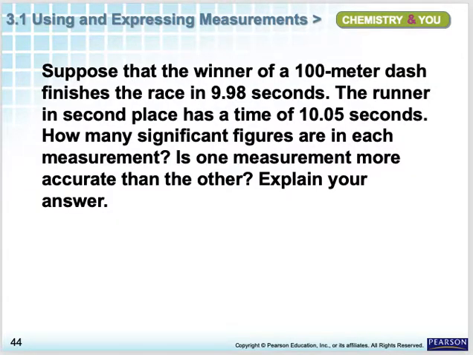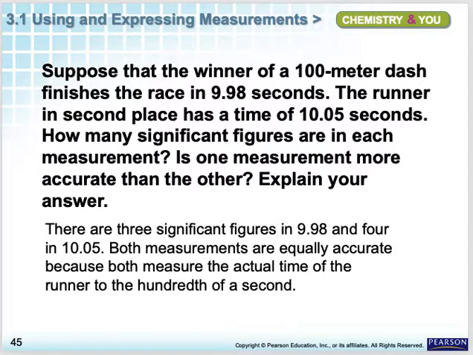So, the winner of a 100-yard dash finishes in 9.98 seconds. And the second place had 10.05. How many significant figures are in each of these measurements? Is one measurement more accurate than the other? Explain your answer. So, there are 3 significant figures in 9.98, but there are 4 in 10.05. Both were made equally accurate because they both have the actual time of the runner to the 100th of a second.